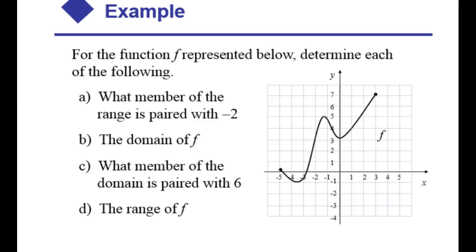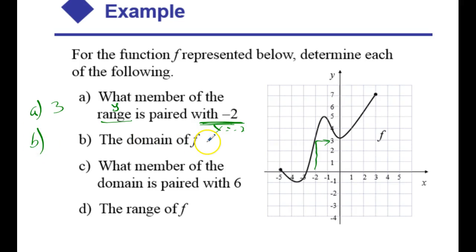Moving on, what is the member of the range which is paired with -2? So we're finding the y value, and this must be x equals -2. So I'm going to go to my x is -2 and find this y value, and it looks like a 3. So I would say 3 is the answer for A.